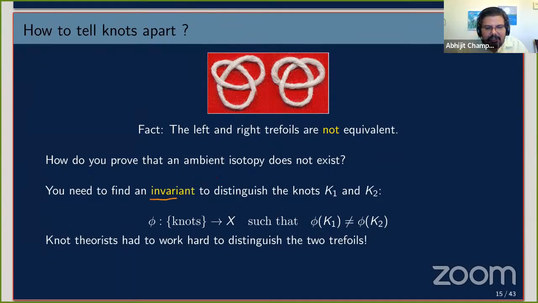So what's an invariant? It is some function from the set of knots, meaning the set of equivalence classes of knots, to some set X, such that if we know this invariant is not equal, then the knots cannot be equivalent.